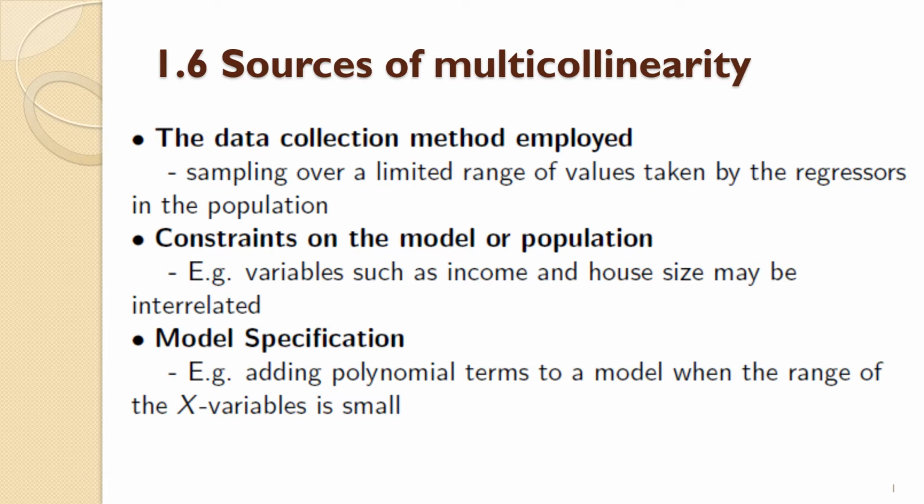We saw an example of this in the second numerical example in lecture 3. If, for instance, you add polynomial terms to a model where the range of the X variables is small, this can also generate multicollinearity. And I think the main thing that you're really looking for in every example here is a high R squared value and low T value.